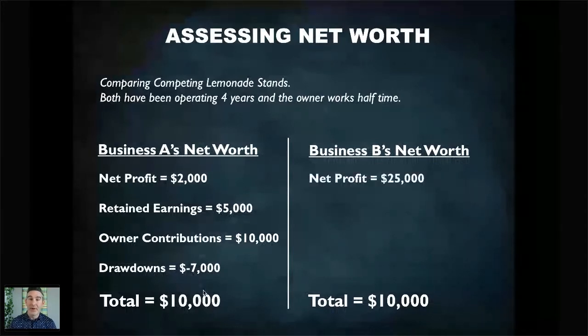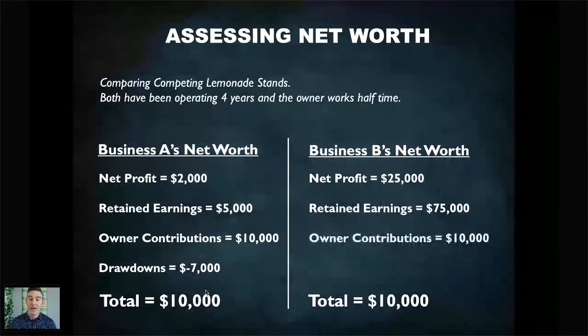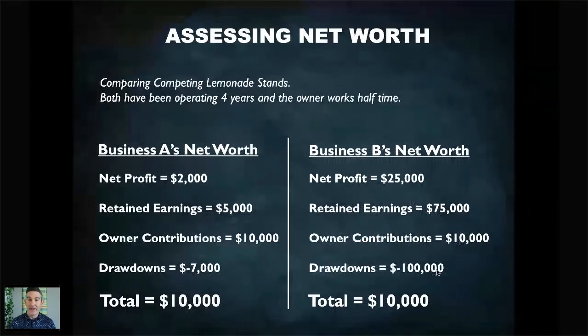Business B, net profit most recently was $25,000. Their retained earnings over the first 3 years were $75,000. And the owner contributions are the same. They put in about $10,000. And they were able to draw down $100,000. So 25 plus 75 plus 10, that gives us 110 minus 100. So we still get to the same net amount of $10,000.